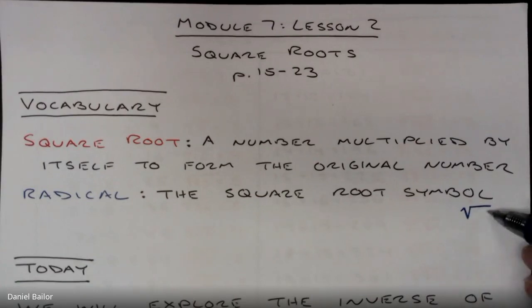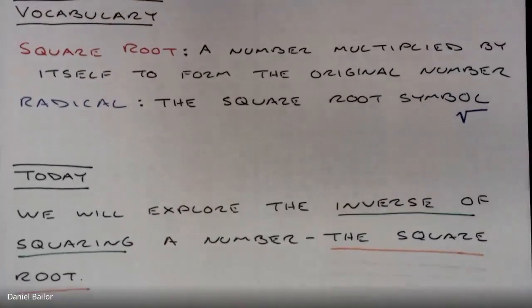So this is a radical right here. This is the symbol for taking the square root of something. So right now, today, just know this is the symbol for a square root. Looks kind of like the long division symbol, but it looks more like a check mark. So it's a new symbol that you might have not seen before, but you're going to see it a lot in Module 7. So get used to seeing it, get used to writing it, get used to using it, and get used to finding square roots, like we're going to do today.